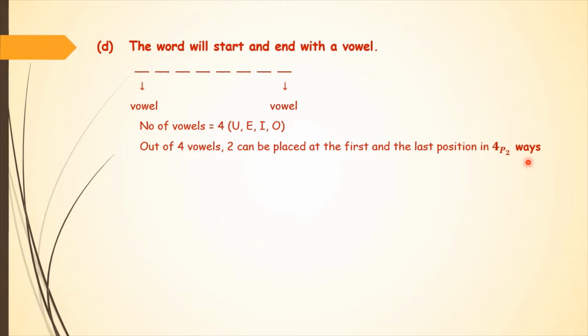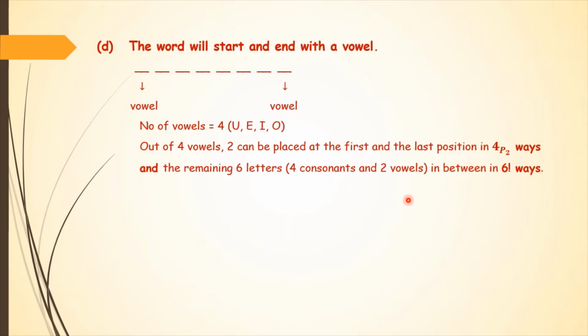Then remaining 6 letters. Which 6 letters? 2 vowels will be used here. 2 more vowels will be remaining. These 2 remaining vowels and 4 consonants, total 6 letters, can be arranged in between in 6 factorial ways. So again, by using the product rule from Fundamental Principles of Counting, we will get number of such words is equal to 4P2 multiplied by 6 factorial.